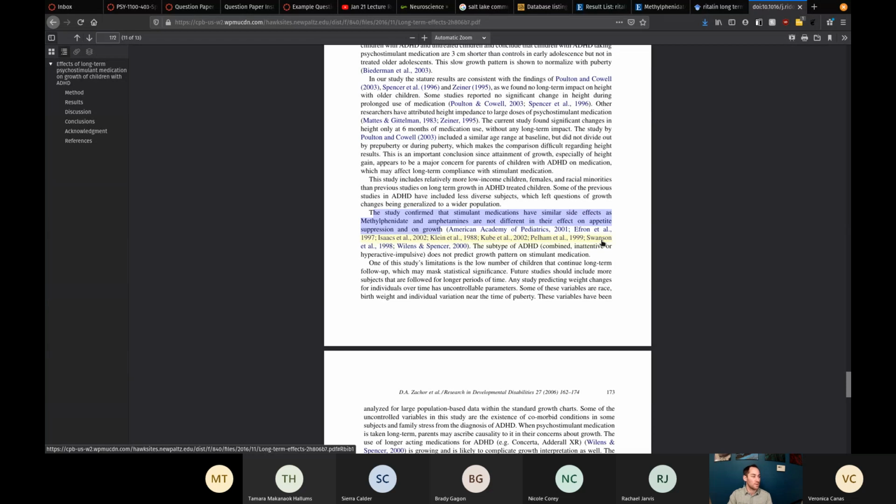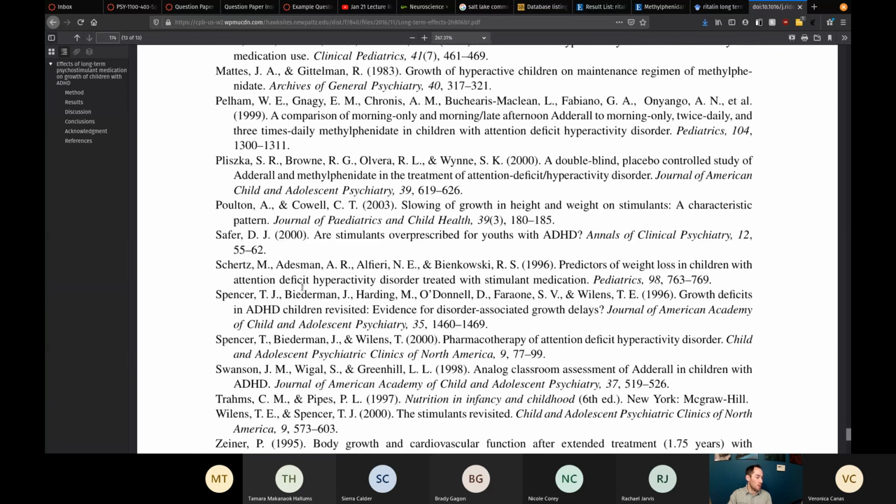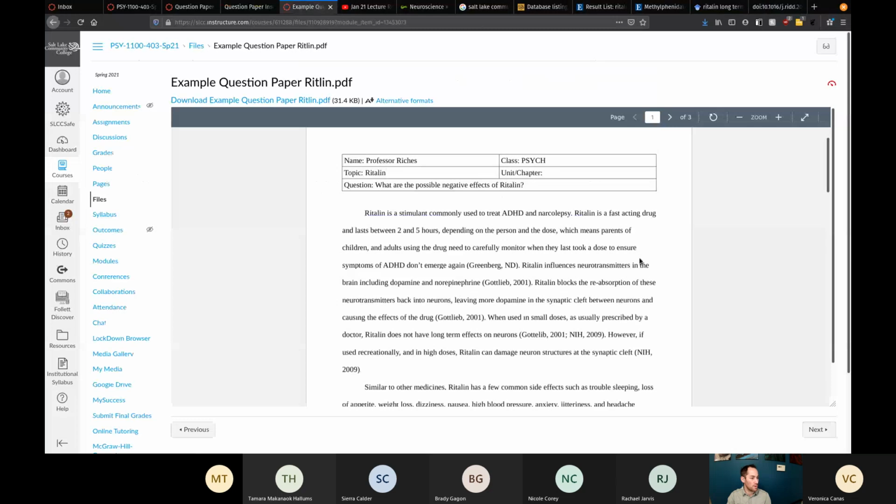So what is this Swanson article? Well, I can go down to the references and I can look up that specific Swanson article. That's why you do these references. This is why they do these references, so we can track the evolution of ideas, where this idea came from, what it's tied into. So let's go and look at our example question paper again.